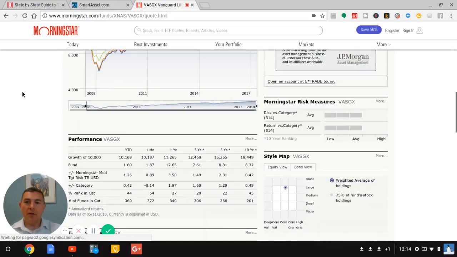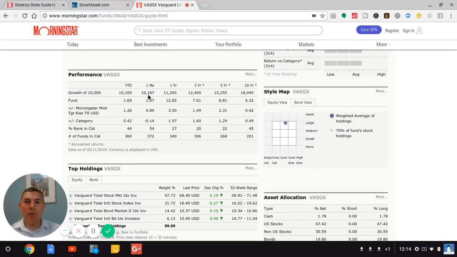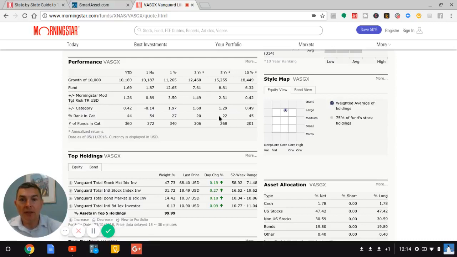All right, so here comes performance down here. And this is pretty good. Year to date, 1 month, 10-year. I like that. So it says, simply growth of $10,000 over the last 10 years. It grew to 18.4 to 49,000, which meant it returned 6.32, which is better than the Morningstar moderate target risk total return benchmark. It's better than its category. Rank percent ratings ranked in its category is in the 45% rank, and the number of funds in the category is 201. So it did better than 55% of funds over that 10-year time frame. It did worse than 45%.